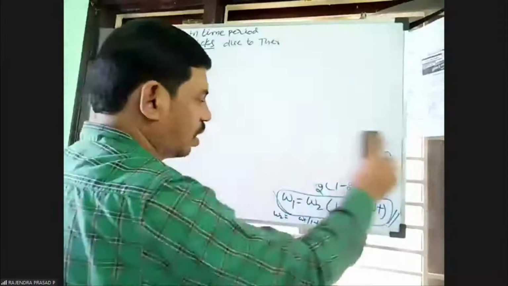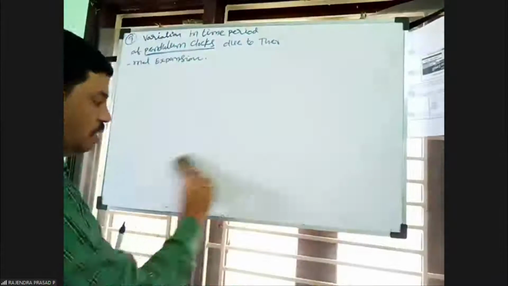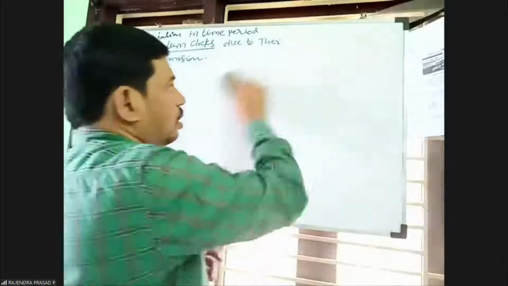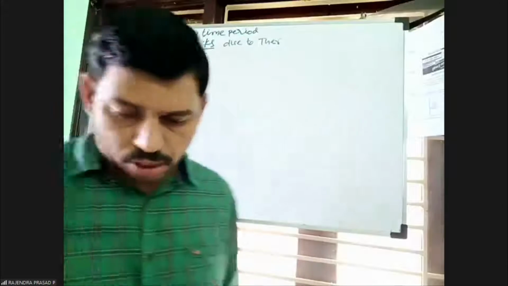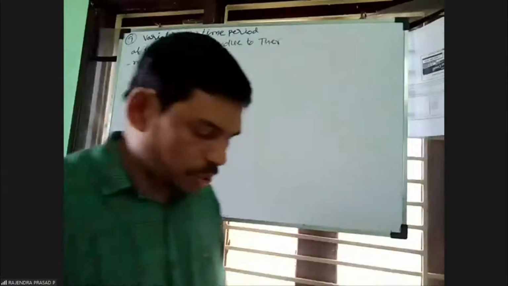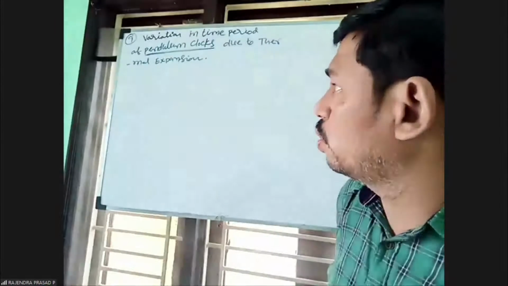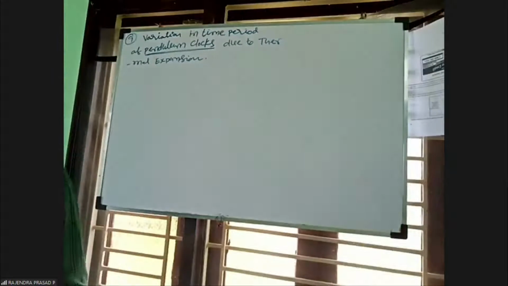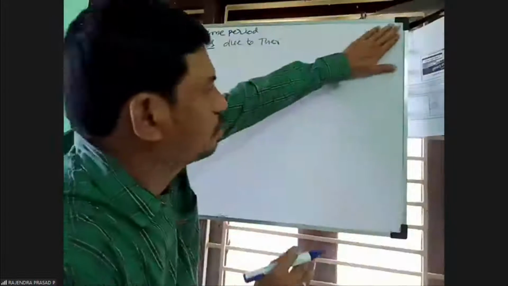Expansion of solids: pendulum clocks, measuring tapes and measuring scale, bimetallic strip, and thermal stress and thermal force. This is very important. Variation in time period of pendulum clocks due to thermal expansion. Actually, the time period of a pendulum comes from the simple pendulum in the oscillation chapter.